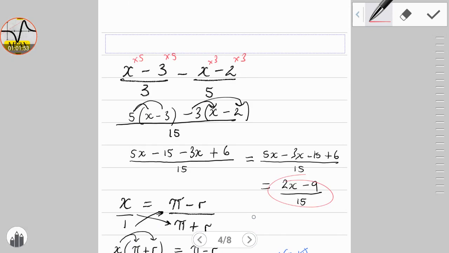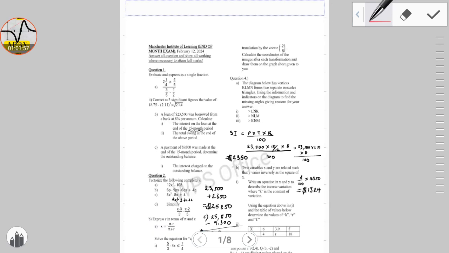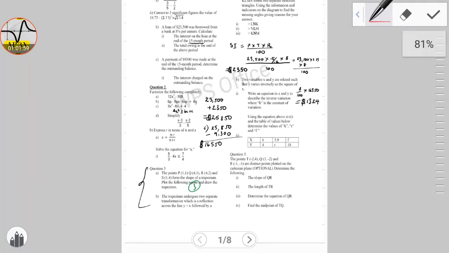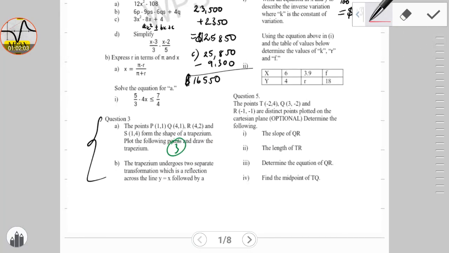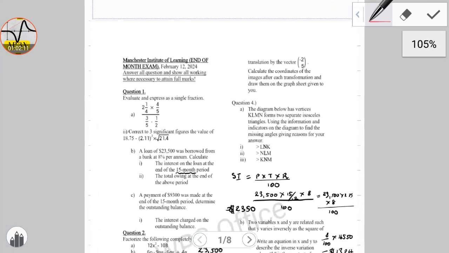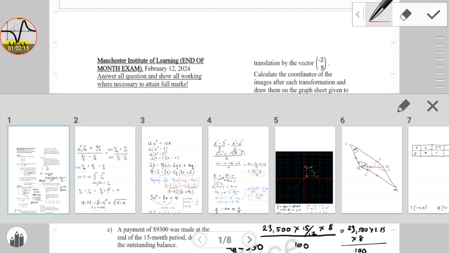Now it says that it is two separate transformations. The first one is that it got reflected across the line y equals x, followed by a translation by the vector minus 2, 5. So let's jump into our calculation here.